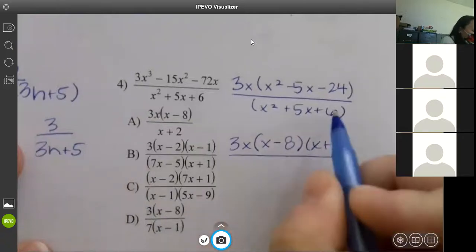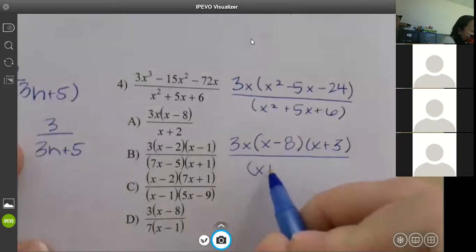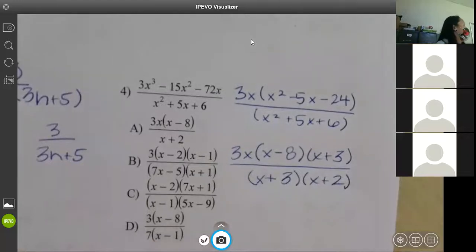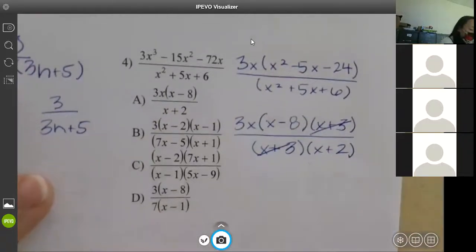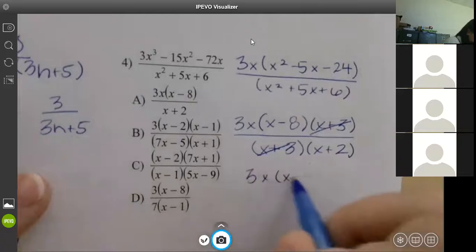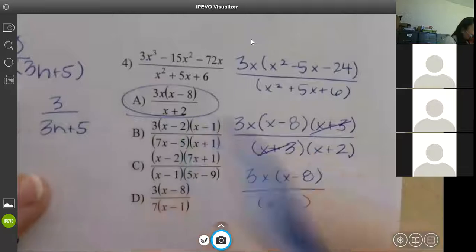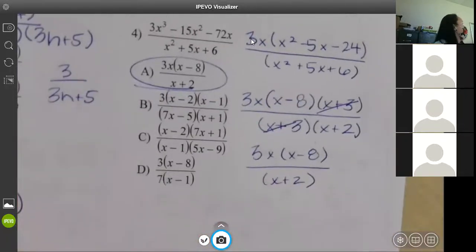On the bottom, factors of positive 6 that add to positive 5. Nope. 3 and 2. Those are the hard ones. Guys, on your final exam, they'll give you that one every single time because everybody messes up 1 and 5 and 2 and 3. So be aware of that. Mark out x plus 3. What does that cause? A hole. So we're left with 3x, x minus 8 over x plus 2. And do I have an asymptote? At negative 2. Good. Everybody okay?